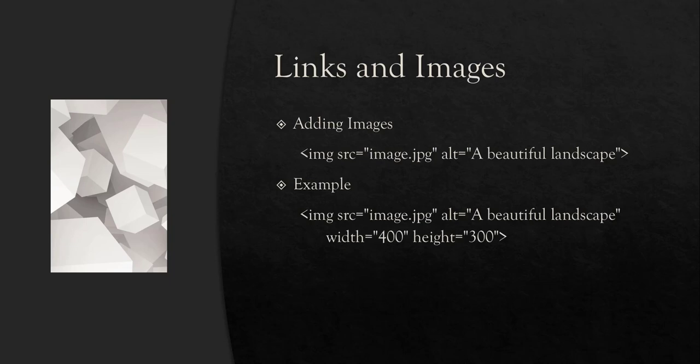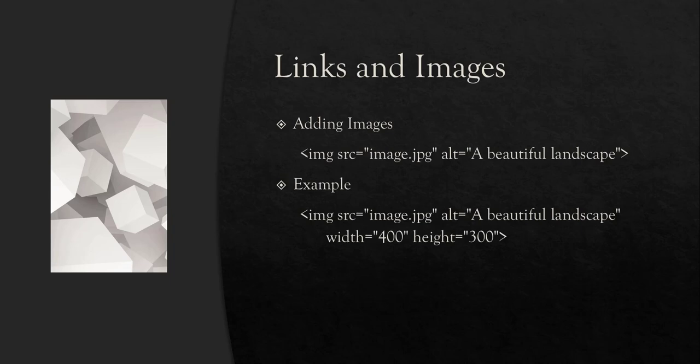Instead, it uses attributes to specify the image file, size, and other display properties. The most important attribute of the img tag is the src attribute, which specifies the URL or file path to the image file that will be displayed. For example, in this example, the src attribute specifies the file path to an image called image.jpg that will be displayed on the page. The alt attribute provides alternative text for the image, which is important for accessibility purposes in case the image cannot be displayed or is being read by a screen reader.